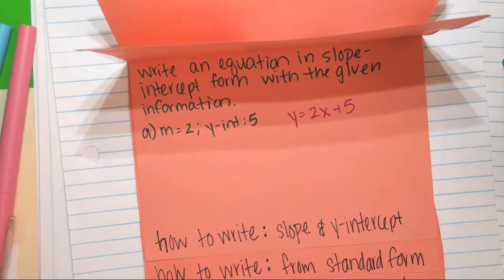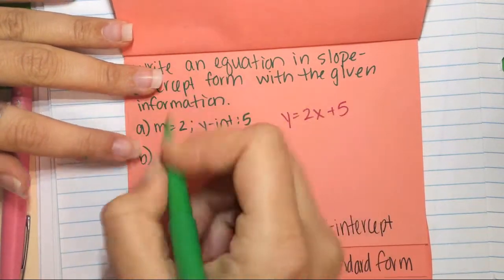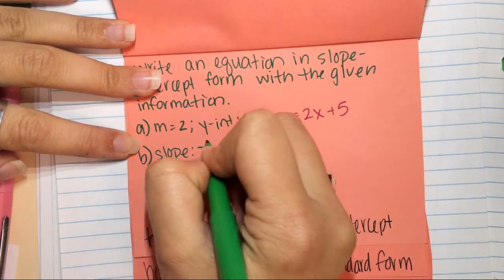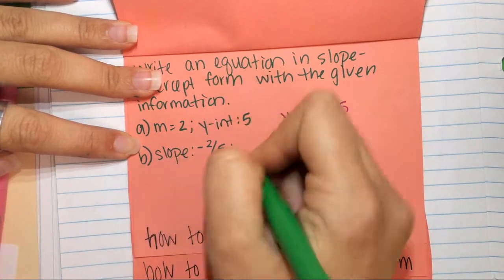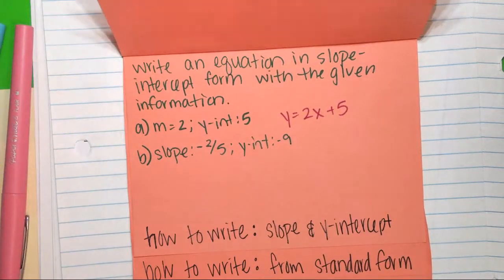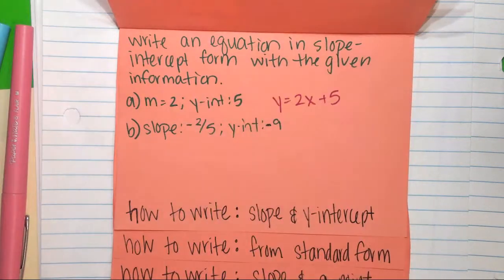One more, and then we're going to stop so you can clean up. And we'll pick up here tomorrow. So your slope is negative 2/5, and your y-intercept is negative 9.